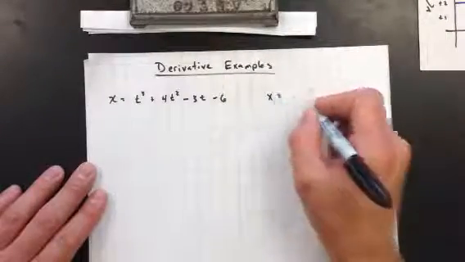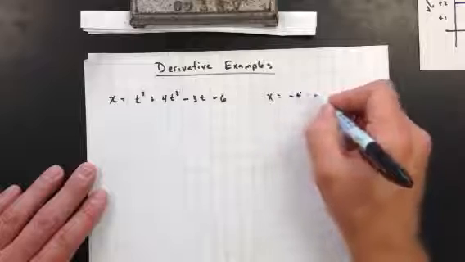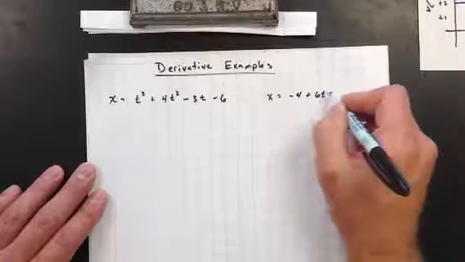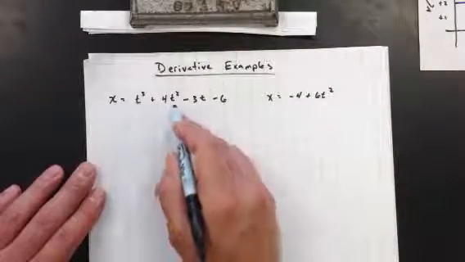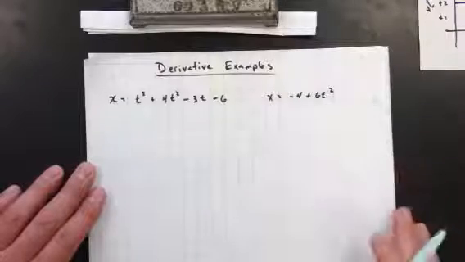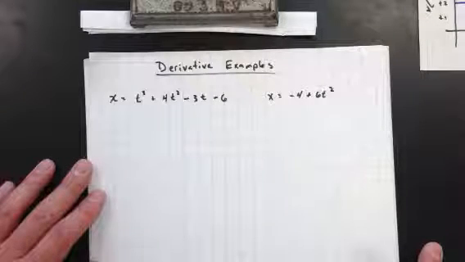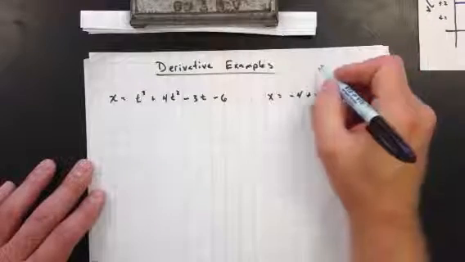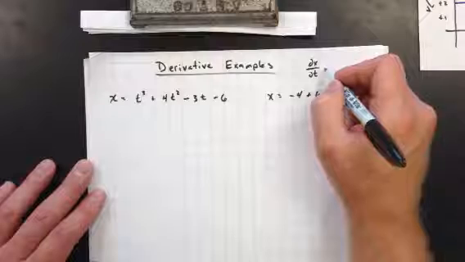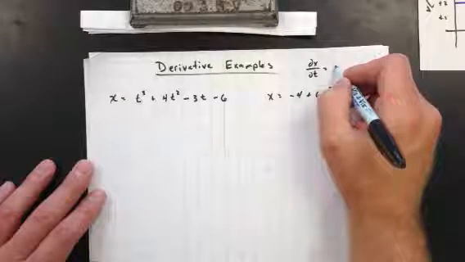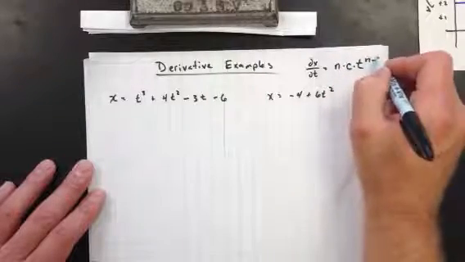Make up another one as I'm doing this so you can get these started. It doesn't matter what order it is. You can start with negative 4 plus 6t squared. It doesn't matter whether you're writing it front or back, because you're still going to do the derivative of each separate term. So let's do this long one first. Our relationship for the derivative is dx/dt is equal to, I think it was, n times some constant times t to the n minus 1.